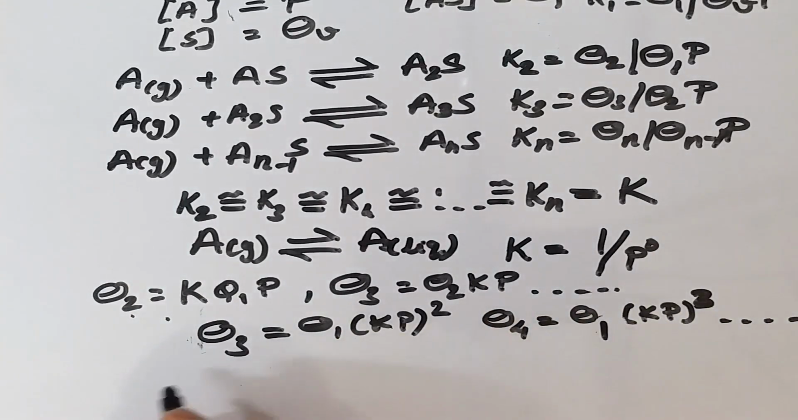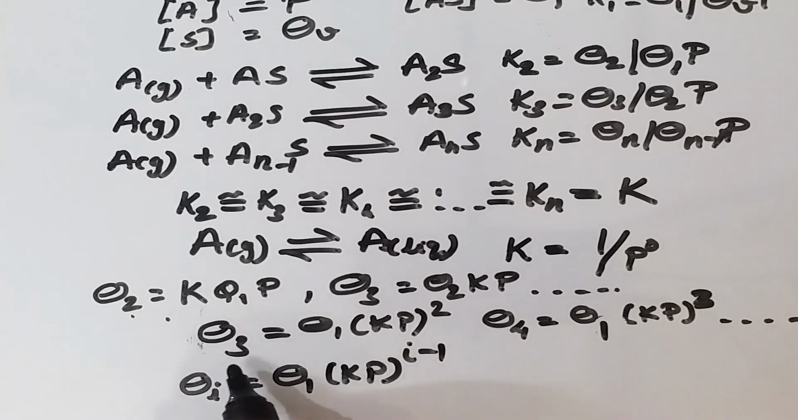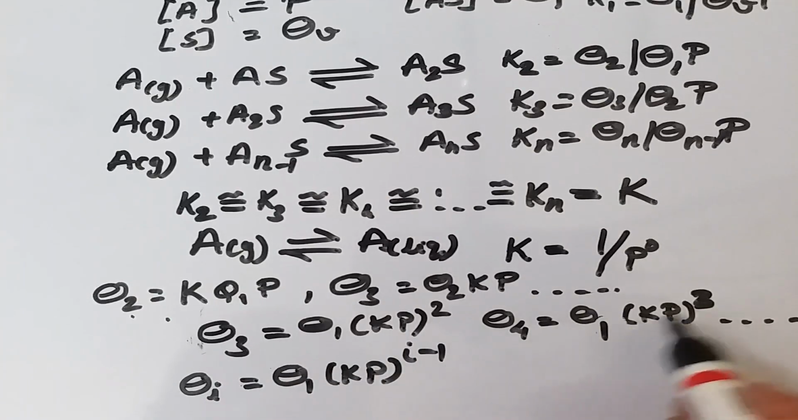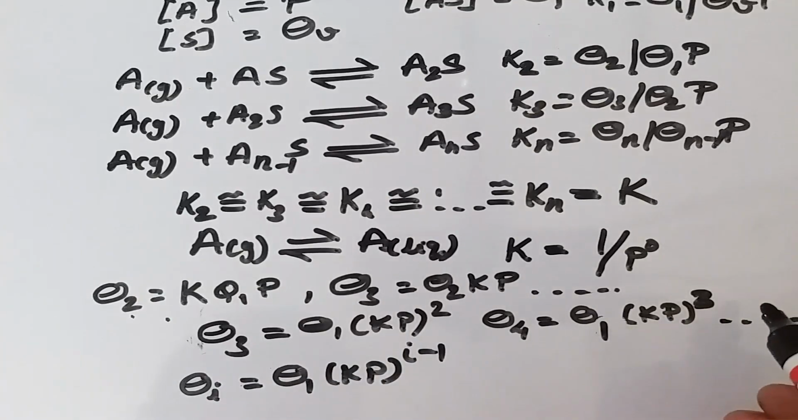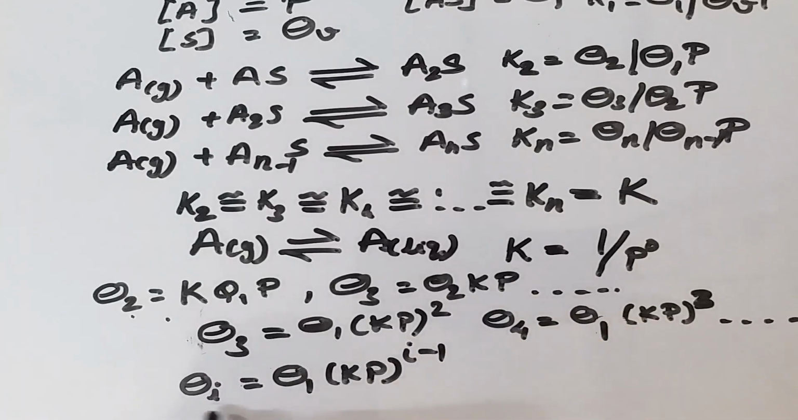Okay, so we can repeat this operation and generalize our expression, that is, theta i is equal to theta 1 into Kp raised to i minus 1, because as we have theta 3 here, we have the power 2, for theta 4 it is cubed, theta 5 it will be raised to the power 4, and so on. So we can generalize it as theta i is equal to theta 1 into Kp raised to i minus 1.